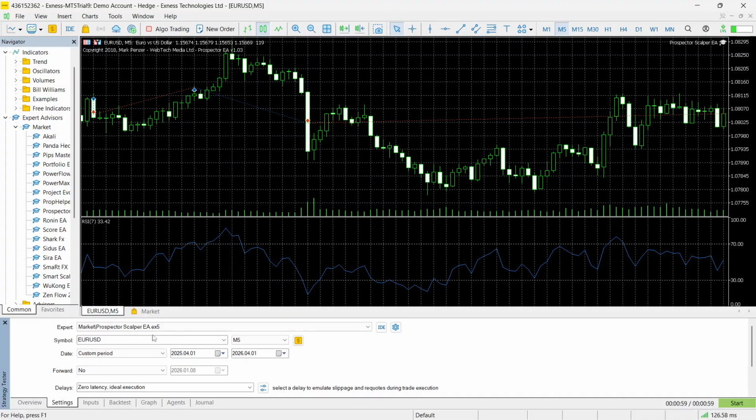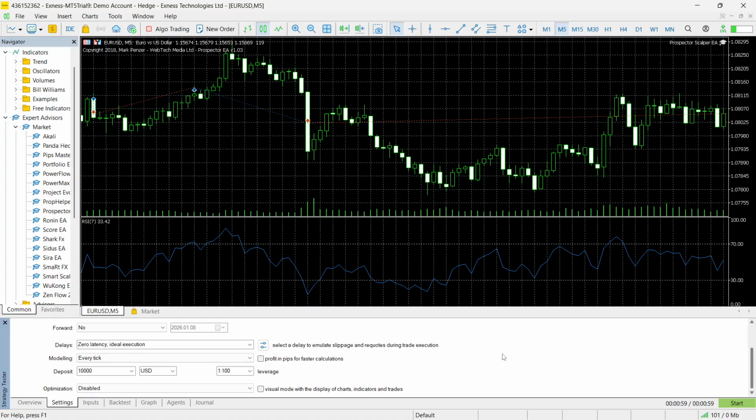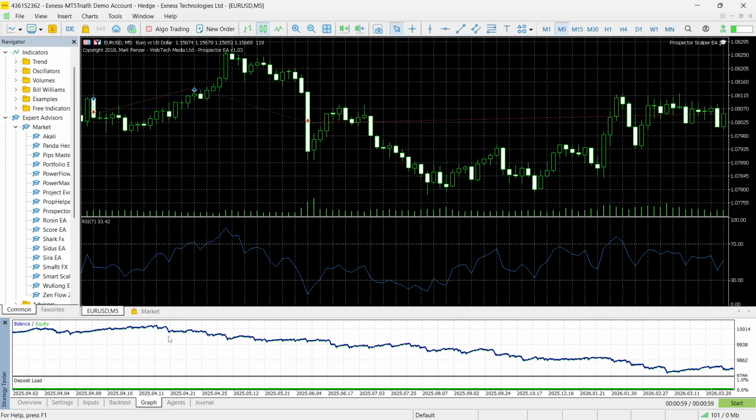Just open up MT5. So as you can see, we have the EA here, and I'm using his recommended symbol, the EUR, and his recommended time frame, the 5 minute time frame, for the custom period of 1 year, ranging from 1st of April 2025 to 1st of April 2026. My initial deposit was $10,000, and when I ran the backtests, the results were completely opposite to what we had on the developer's page.